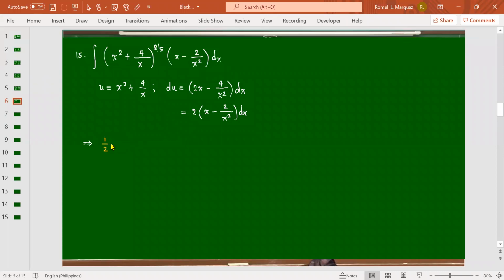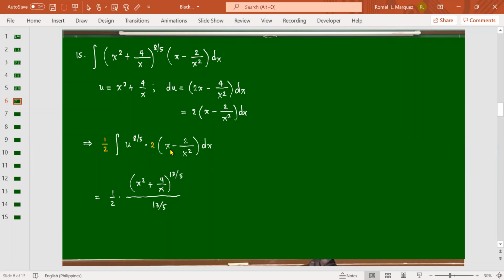Maglalagay tayo ng 1/2 sa labas dahil maglalagay tayo sa loob ng 2, no? So that is 1/2 u to the n plus 1. What is u to the n plus 1? Ano ba yung u natin? X squared plus 4/x, raised to 13/5, over 13/5.